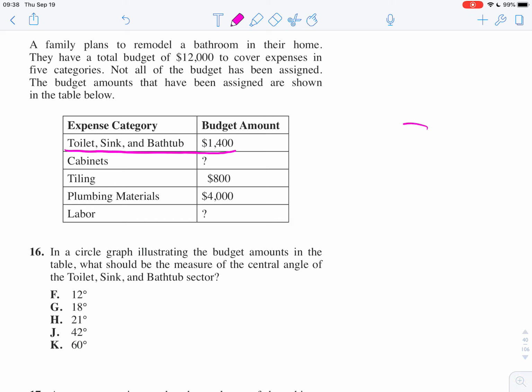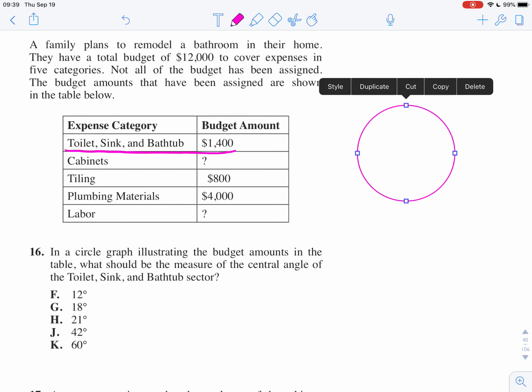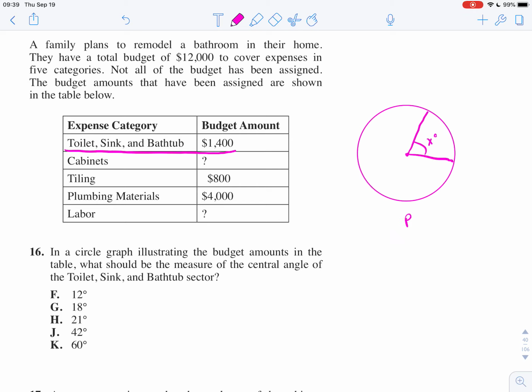When we're trying to figure out what the central angle of a sector in a circle graph would look like, this angle right here, x, is going to be represented by a part to whole ratio, where we'll have our x degrees out of the total degrees of 360, since a circle has 360 degrees. That ratio will be proportional to the part to whole ratio presented in the budget.